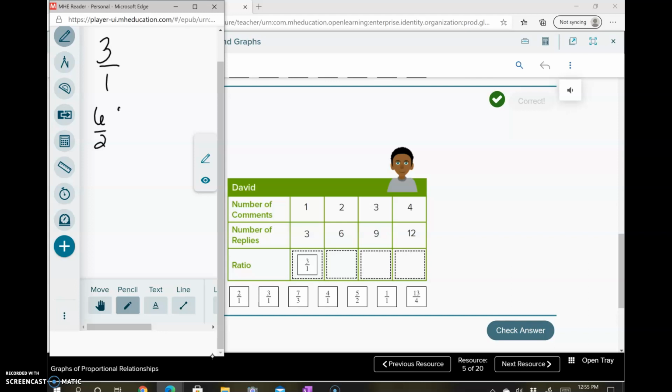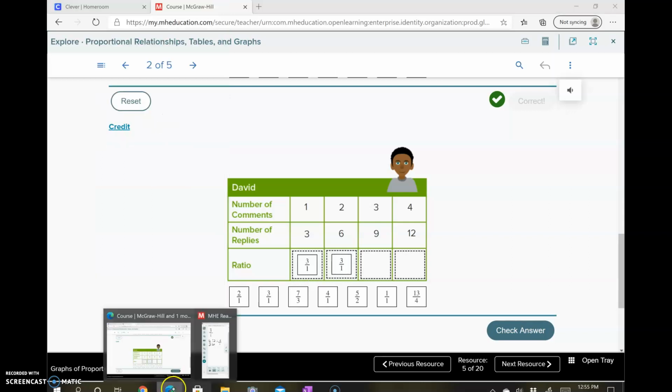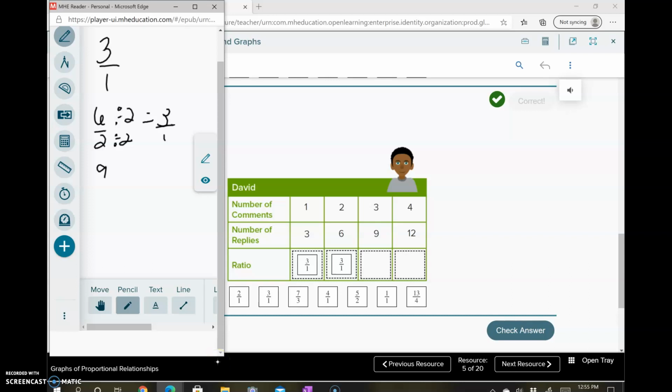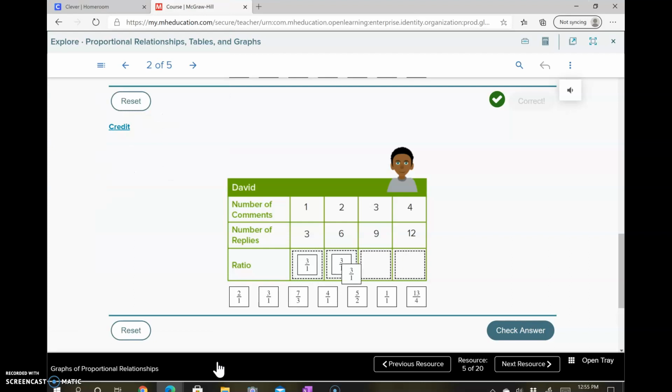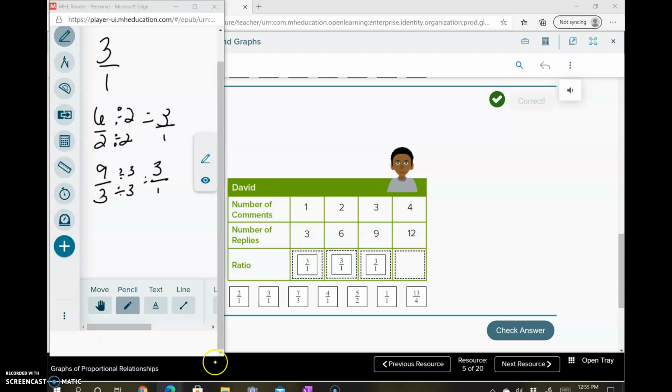So let's divide by 2. Divided by 2, divided by 2. 6 divided by 2 equals 3. 2 divided by 2 is 1. Hey, look, 3 over 1. All right, then we're going to do 9 over 3. Well, I know 9 and 3 share a factor, and to get 3 to 1, I'm going to divide by 3. So 9 divided by 3 is 3. 3 divided by 3 is 1. Look, we're going to put 3 to 1 there again.